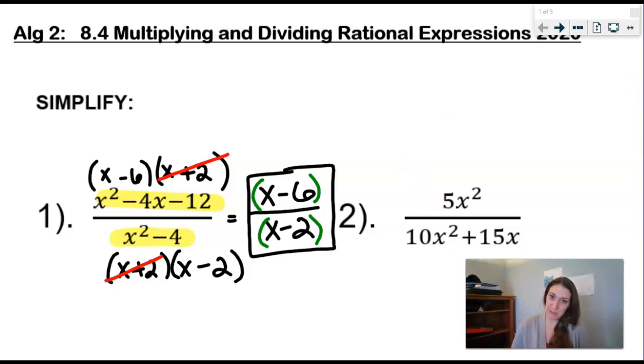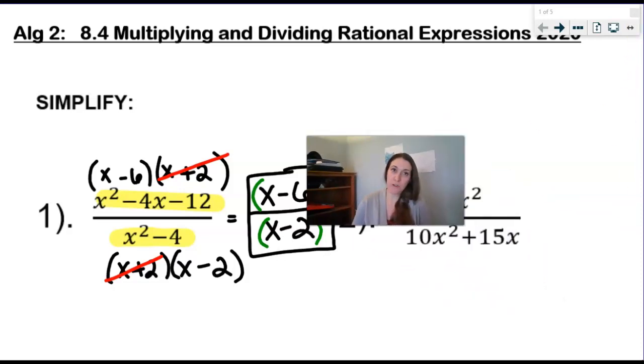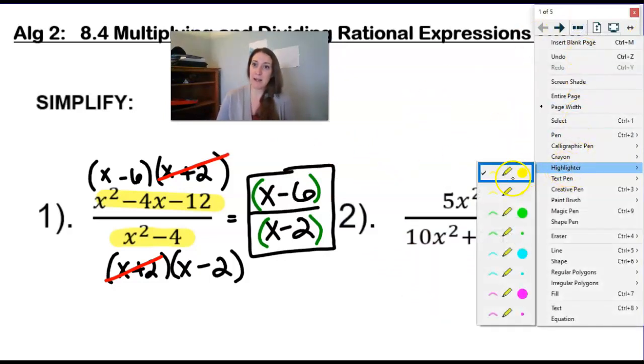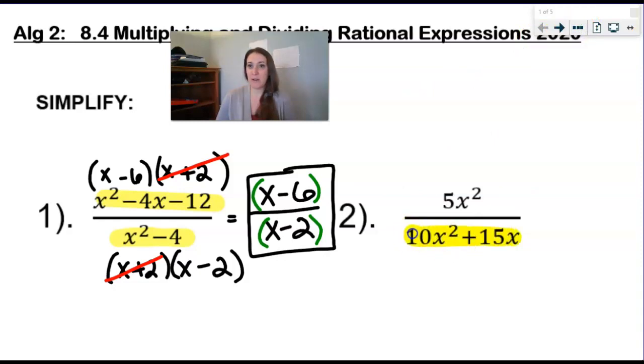All right, number 2 is a little different, simply because the numerator is what we call a monomial and there's no factoring. However, the denominator is a polynomial that we can factor. Of course, my first step in factoring is to look for a common factor. I've got 10x squared plus 15x, so the common factor would be to take out 5x.